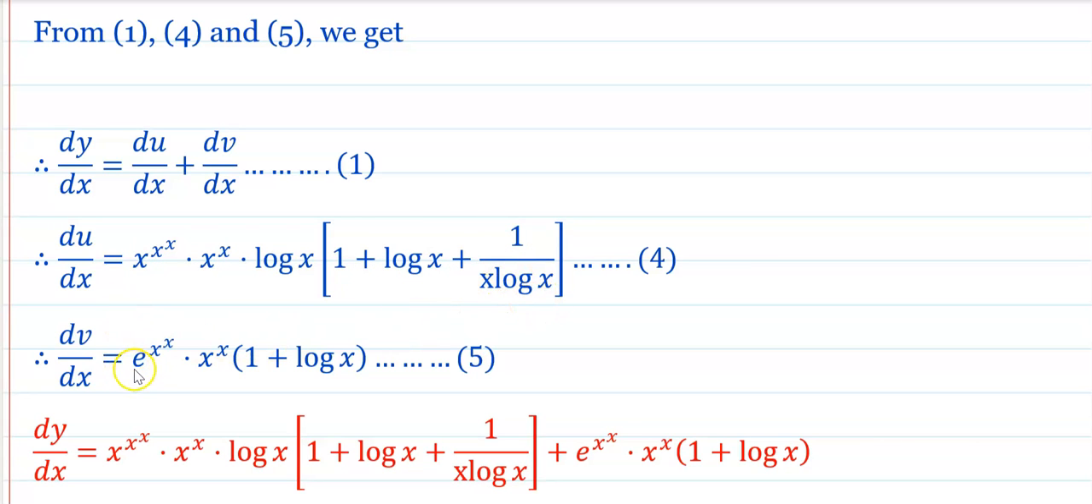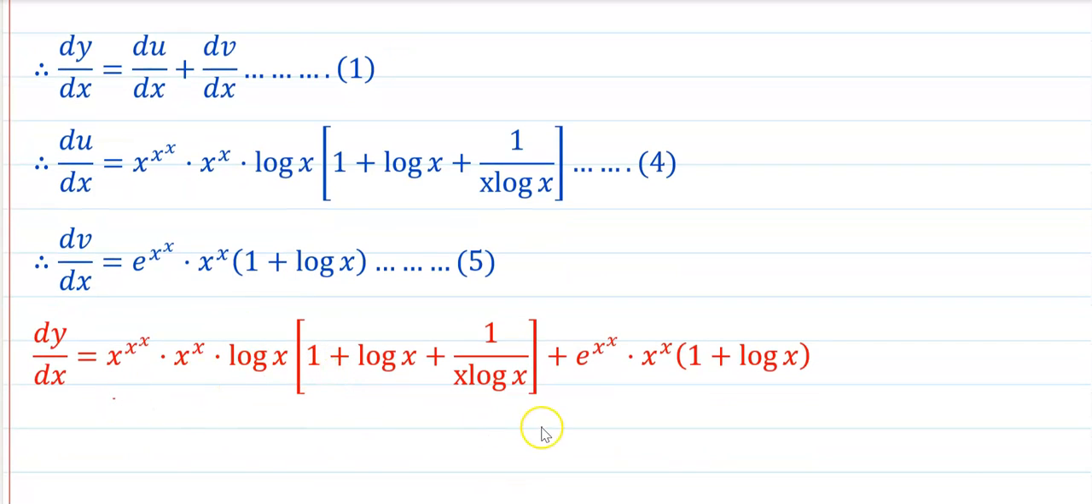And what is the dv by dx? e raised to x into x raised to x in bracket 1 plus log x. And hence you will get the answer. And this is the dy by dx: x raised to x into x raised to x into log x in bracket 1 plus log x plus 1 upon x log x, plus this is the dv by dx, e raised to x into x raised to x in bracket 1 plus log x.